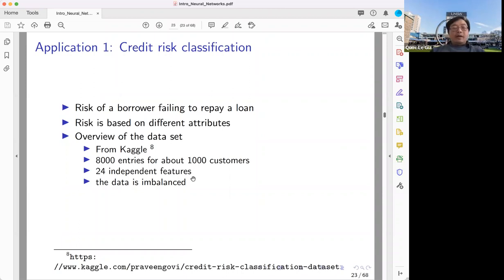And then we have to notice that the data is imbalanced. So what does it mean? It means that among 1,000 customers, there are very few customers that are risky. There are mostly good customers, because if you don't pay, your credit card company knows how to go after you. That's why the number of risky customers is very low. So the data is imbalanced, and somehow we cannot use the data directly to fit the neural networks.